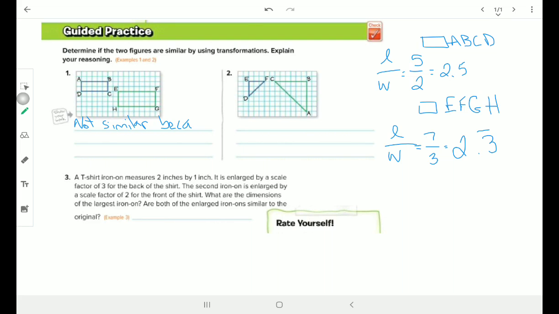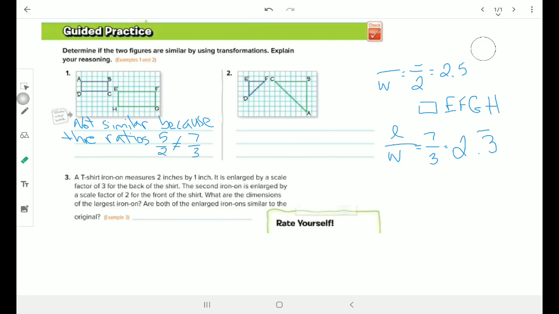because the ratios are not equal. We could say 5 over 2 does not equal 7 over 3. Okay, and that's a way we could describe that shape. We could say, okay, it's not similar because of this. Hopefully that makes sense, and will help you out with number 2.